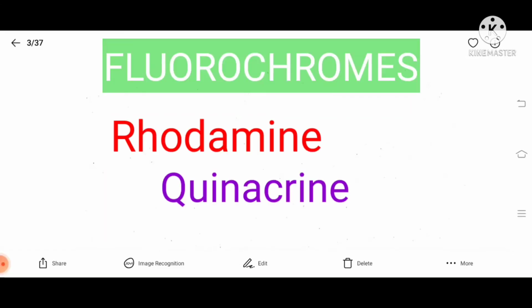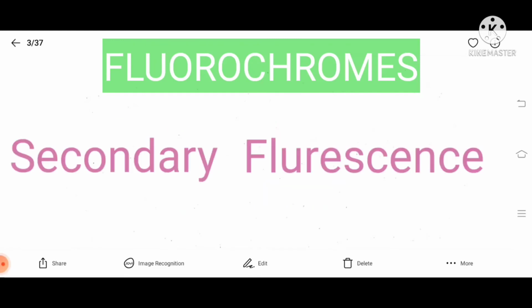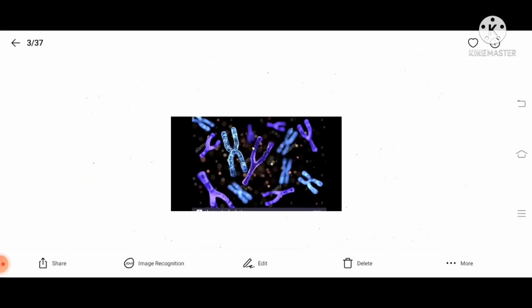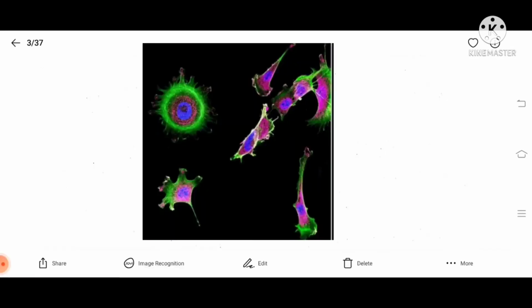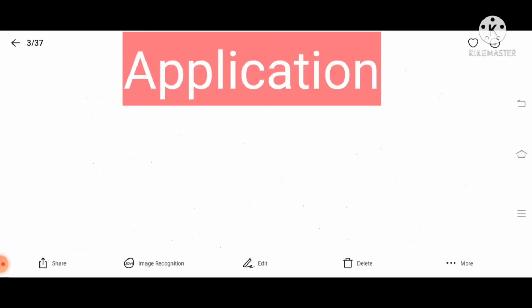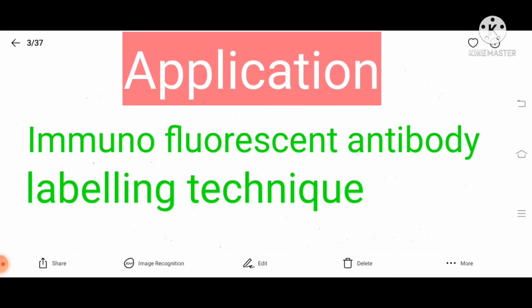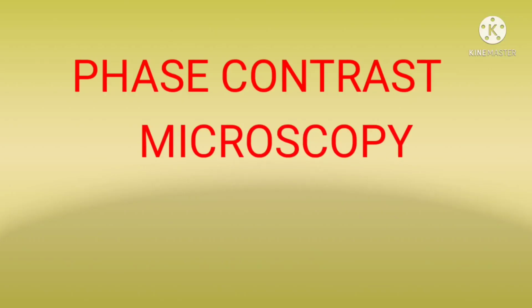Sometimes fluorescent dyes like rhodamine, quinacrine, etc., called fluorochromes, are used to stain cell components to produce secondary fluorescence. Such dyes are also used in the study of chromosome behavior. The fluorescent microscope is essentially an ordinary optical instrument. It has been modified by the incorporation of special filters. These filters allow only the required wavelength of light to pass and cause fluorescence in the specimen. The most significant application of fluorescence microscopy is in the immunofluorescent antibody labeling technique.